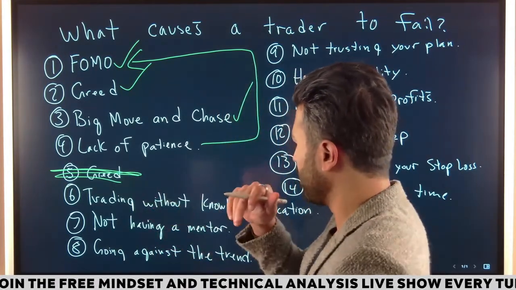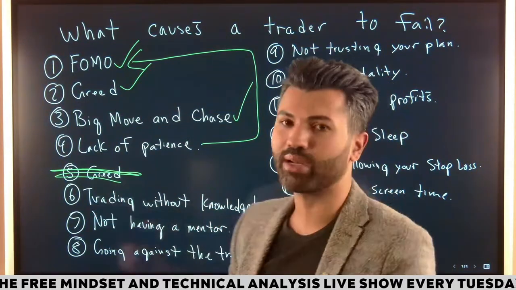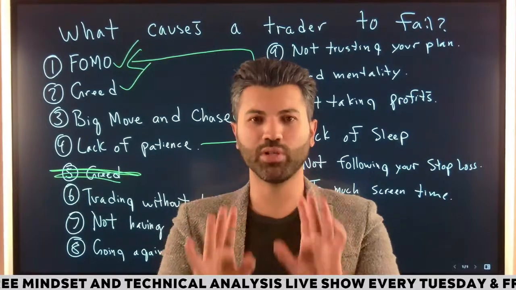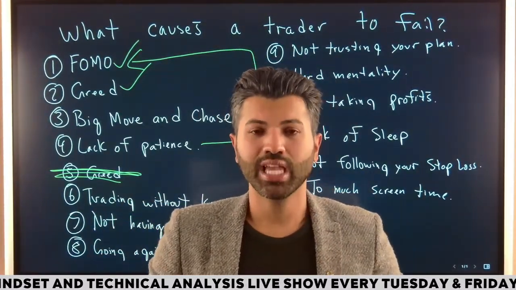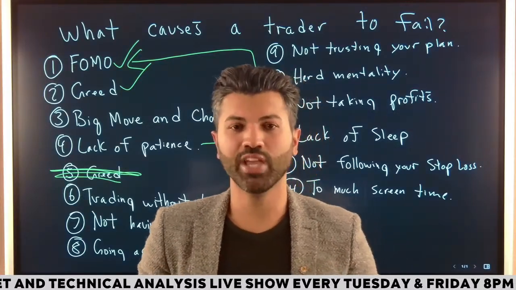So I answered lack of patience. Patience done. Number 6: trading without knowledge, evaluation. I don't need to explain this too further, but I will explain it as best as I can. You know for a fact, and I say this every time, if you don't know what you're doing, you shouldn't be trading.